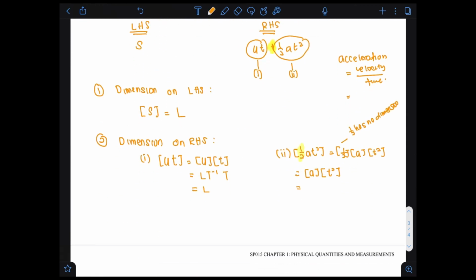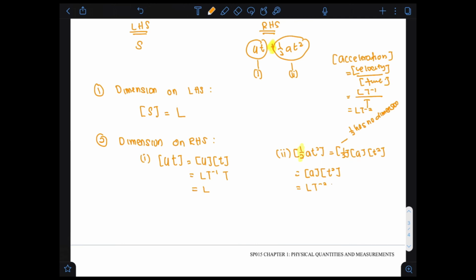So I'm going to just reuse. So saya nak jadikan dia terus dimension. Kita ada LT negative 1 dekat sini, and then over time, so I'm going to end up with LT negative 2, negative 1 divide with 1, kita akan dapat negative 2. So kita dapat LT negative 2 here. So my dimension for acceleration adalah LT negative 2 darab dengan T dekat sini di-squarekan.